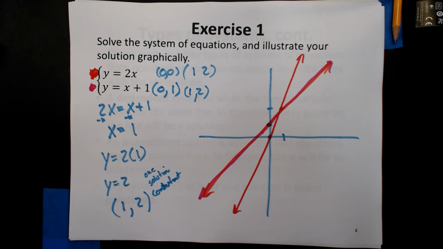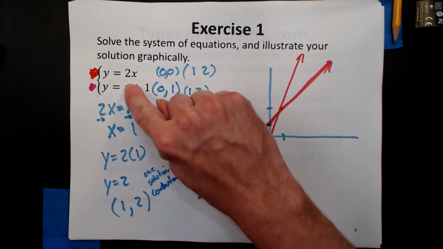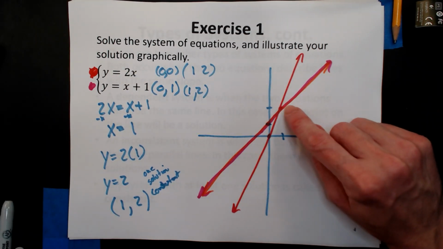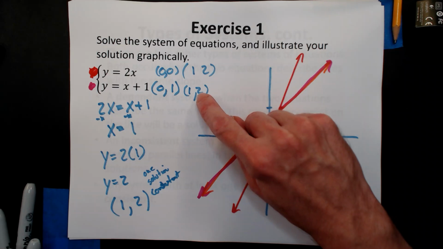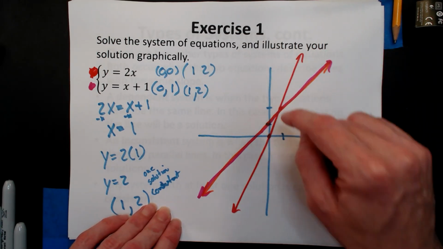Can't really tell. But nevertheless, you can see these two lines both have positive slope. One has 2, one has 1. They have different slopes, so they should intersect somewhere. And here they intersect at the point (1, 2). And if we graphed some other points, they would still intersect at that point.